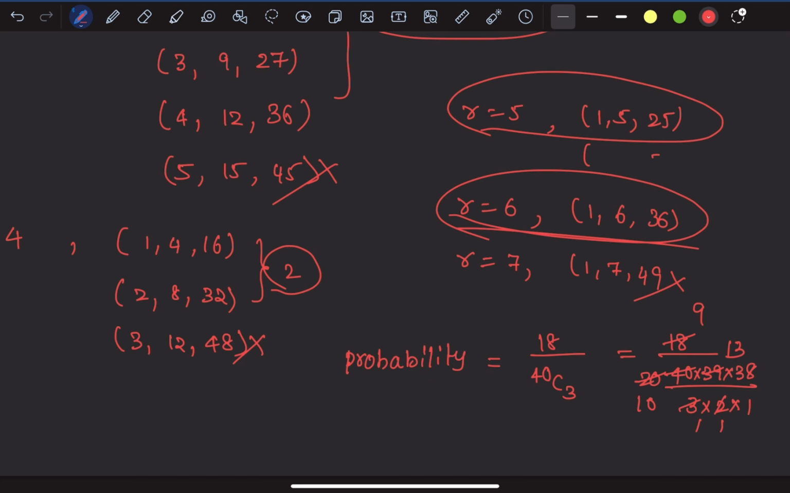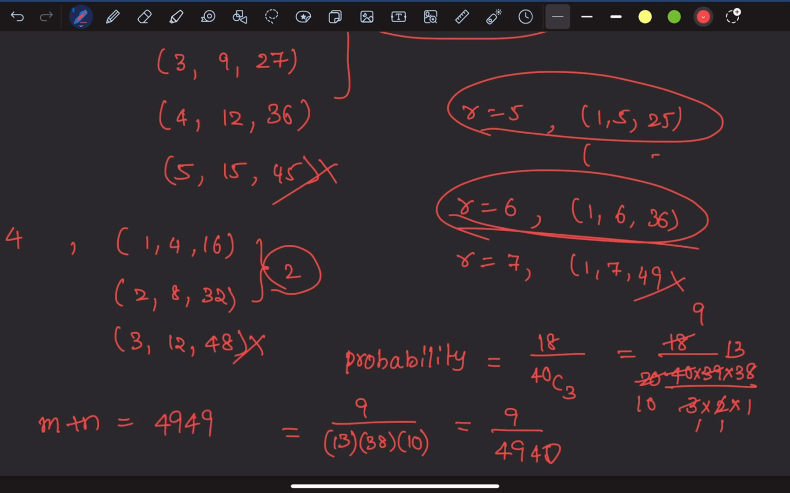And what else? That's all. So this will be 9 by 13 into 38 multiplied by 10. So that will be 13 into 38, right? 13 multiplied by 38, so 9 by 4940. So your M is 9, your N is 4940. So M plus N is 4949. Alright.